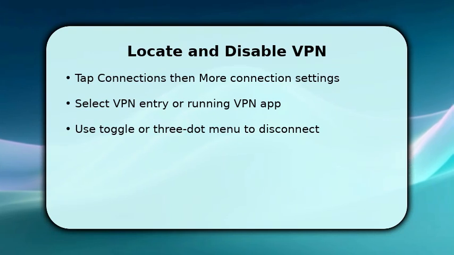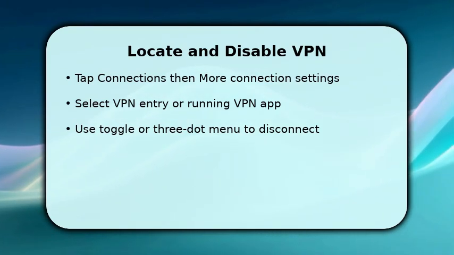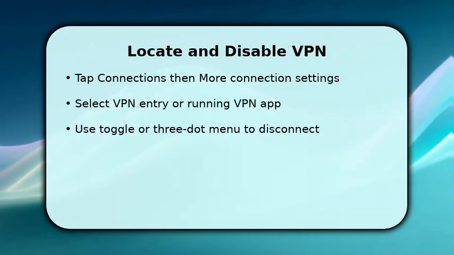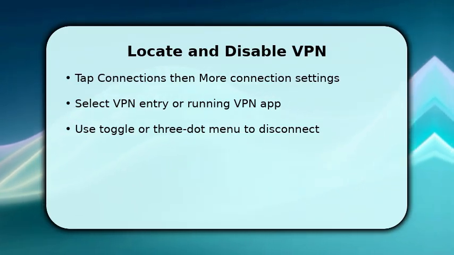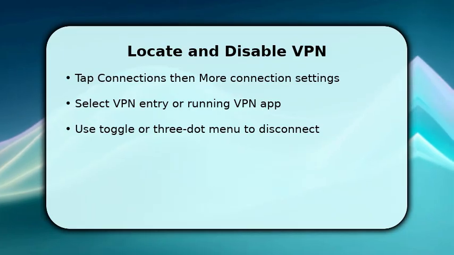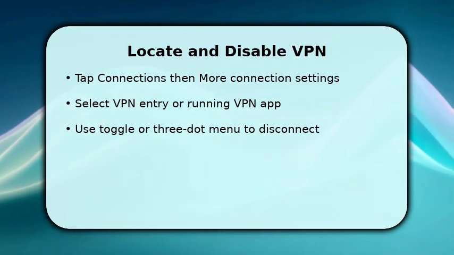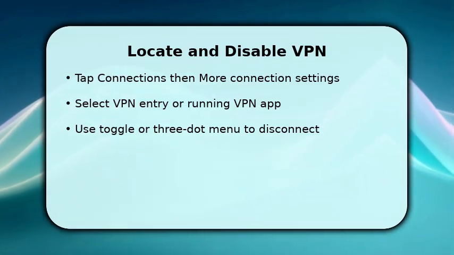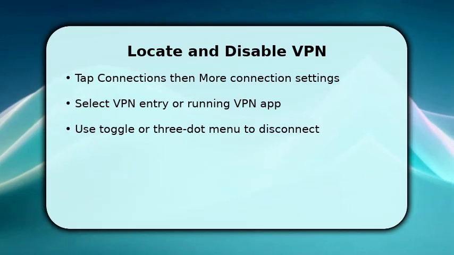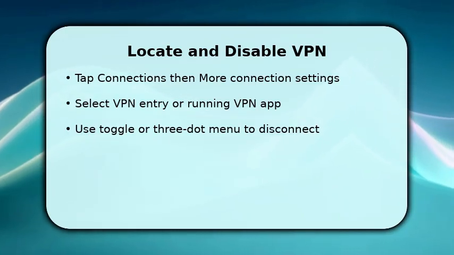You're now in the network area. Go to Connections, then More Connection Settings, and open VPN. If a VPN is active, you'll see a status or a running app name. Tap the active VPN, then either flip the disconnect toggle or use the three-dot menu to select Disconnect or Forget. Once disconnected, confirm the status shows inactive.